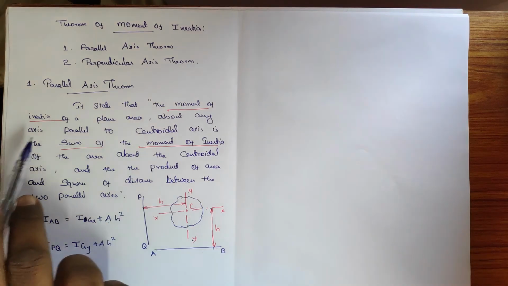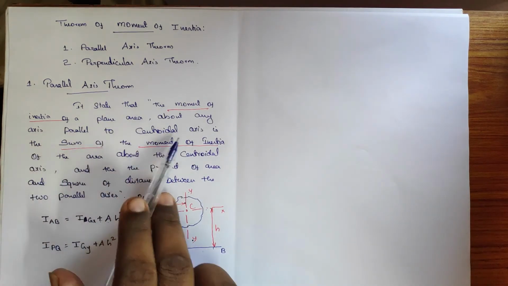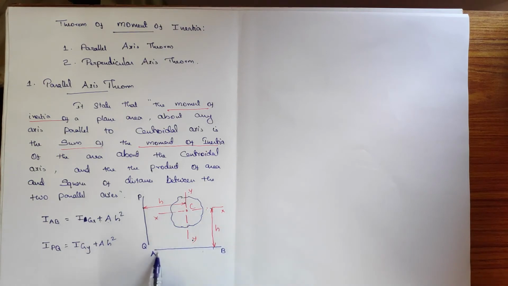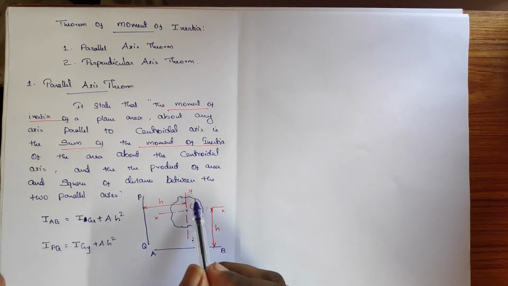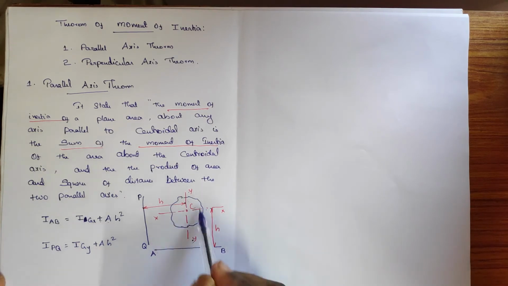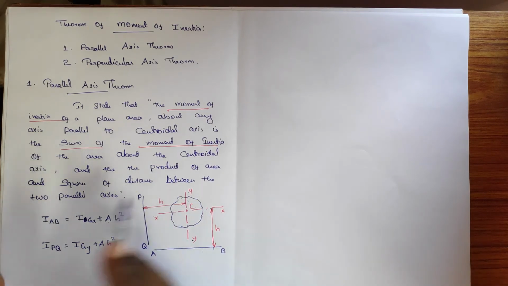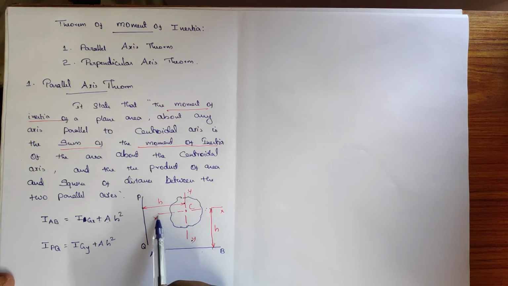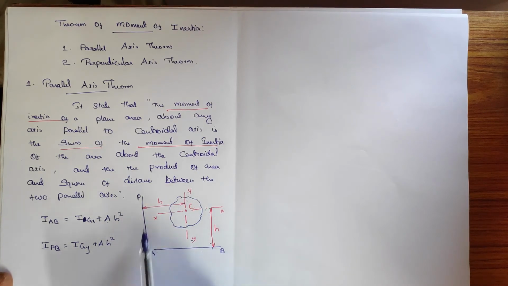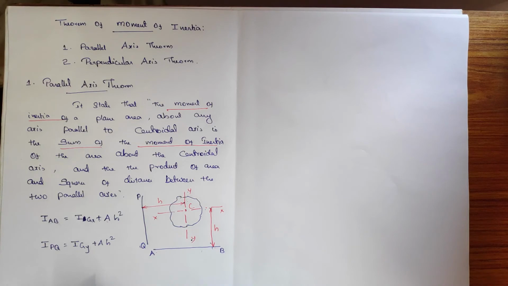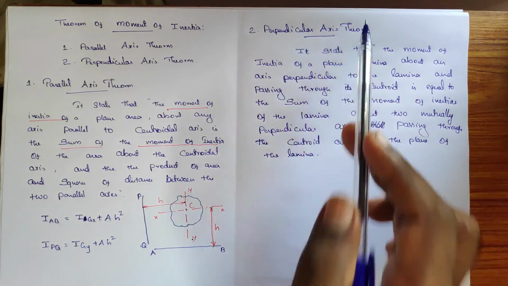It is very easy. The moment of inertia of a plane surface about an axis taken parallel to the centroidal axis is equal to the sum of the moment of inertia of the area and the product of area and the square of the distance between the two parallel axes. So if I take the horizontal x-axis, this would be the distance, and if I consider the vertical axes YY and PQ, then this would be the measurement. Okay, and the next one is the perpendicular axis theorem.